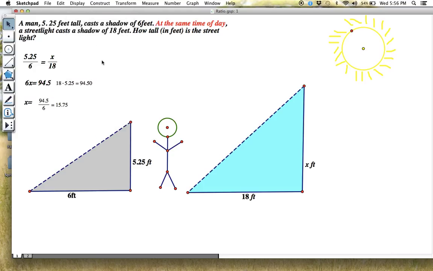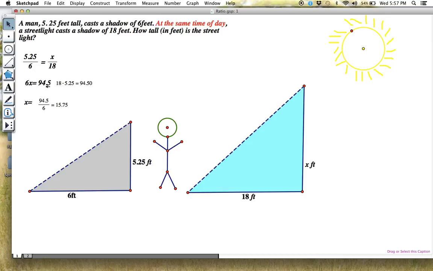Okay, so I set up my proportion here, 5.25 feet over 6, meaning 5.25 feet in height will yield a 6 feet shadow. And similarly, x feet in height will yield a shadow of 18 feet long. So we do our cross multiplication and get 6x equals 94.5. I showed my work for 94.5 over here because you might not be able to calculate that in your head, so using a calculator is quite all right.